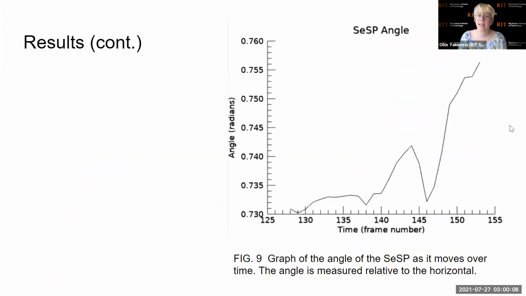We can also look at the angular motion of the SeSP. Here we see how the angle of the SeSP changed over that same group of frames. As shown in previous figures, the angle is measured from the horizontal, and for these frames, it would appear that the SeSP hovers between 0 and pi/4 radians.